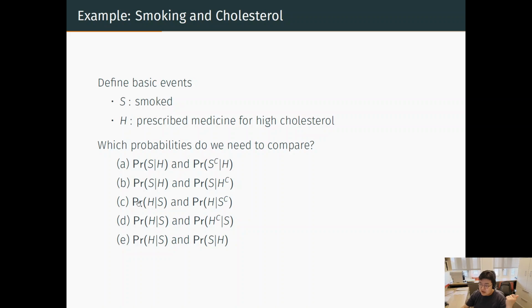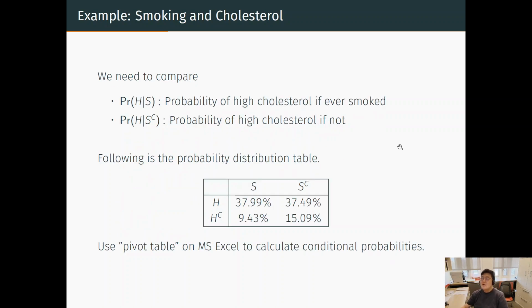Interpret this as the probability of having high cholesterol if you smoked versus the probability of high cholesterol if you have never smoked. Exactly, that's what we want. So it's a language problem, about interpretation. How can you interpret our casual language into statistics? Okay, so this is the answer.